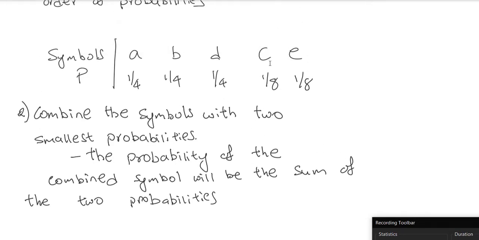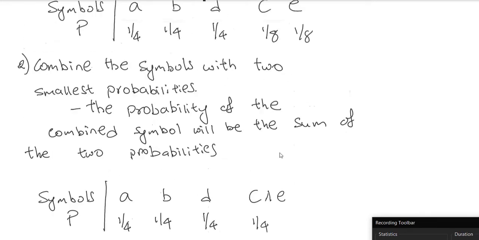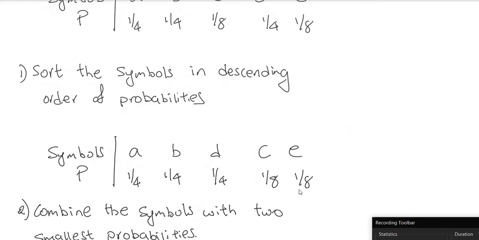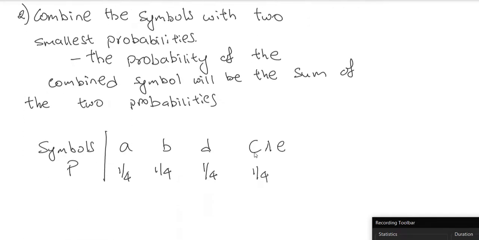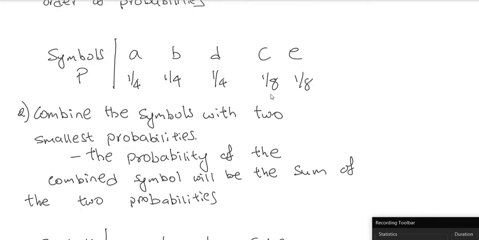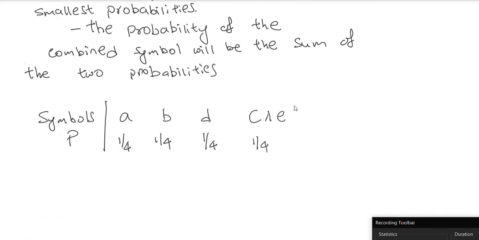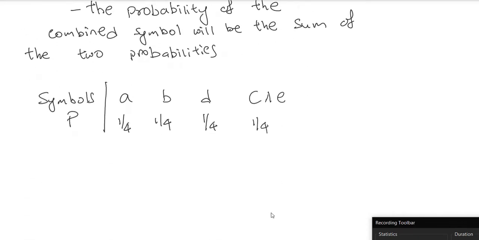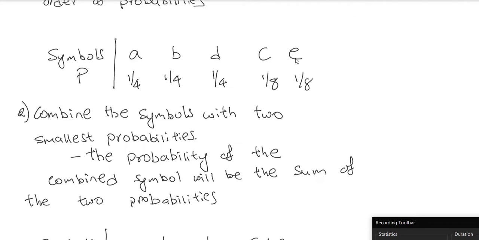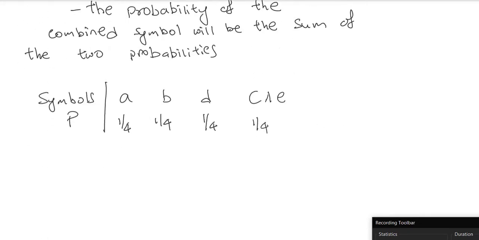So here the two smallest probabilities are those of C and E, so we will combine them to form a new symbol. And the probability of the new symbol will be the sum of the previous two probabilities, which is 1/4 here. Now I have a new distribution with 4 symbols. Previously we had a distribution with 5 symbols. Now we have one less.